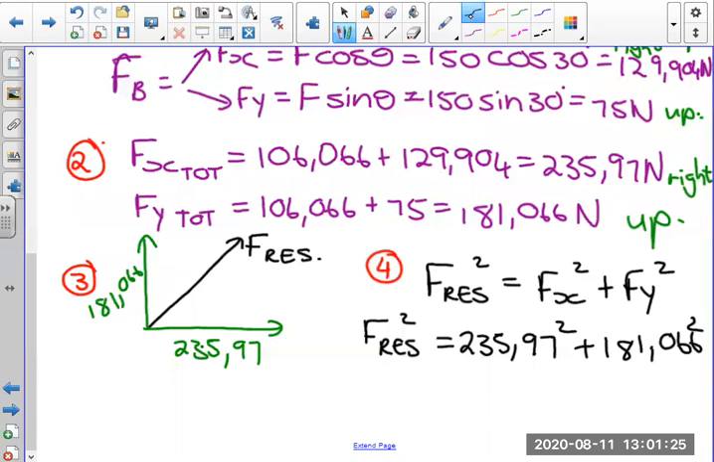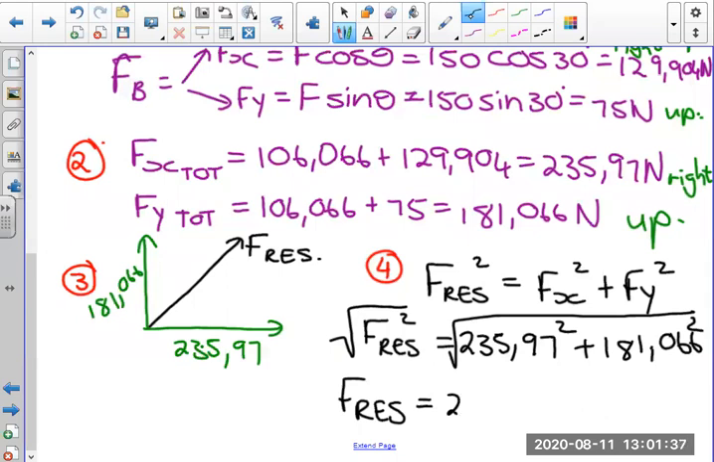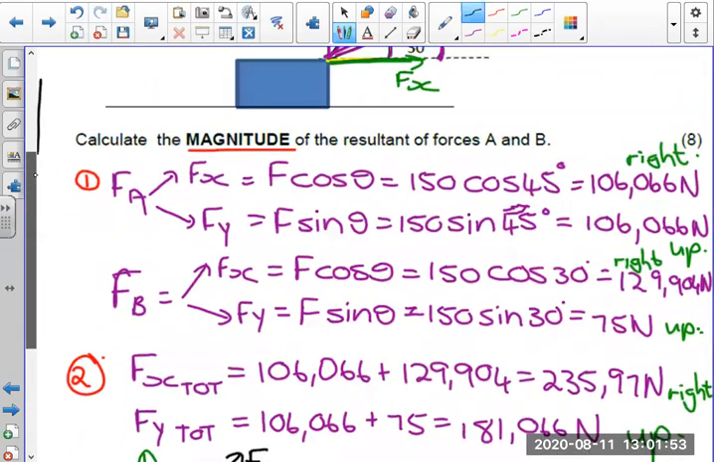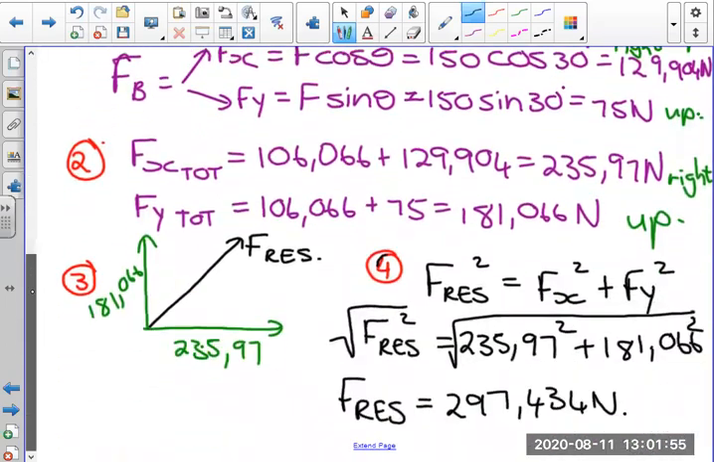Okay. To get the square away, I use the square root. So the F resultant is going to give us an answer of 297,434 newtons. Okay. Now, because I said you just have to work out the magnitude, this is where the sum is going to stop. But can you see how many marks? 8 marks for this. So 8 marks if you can just remember the steps.